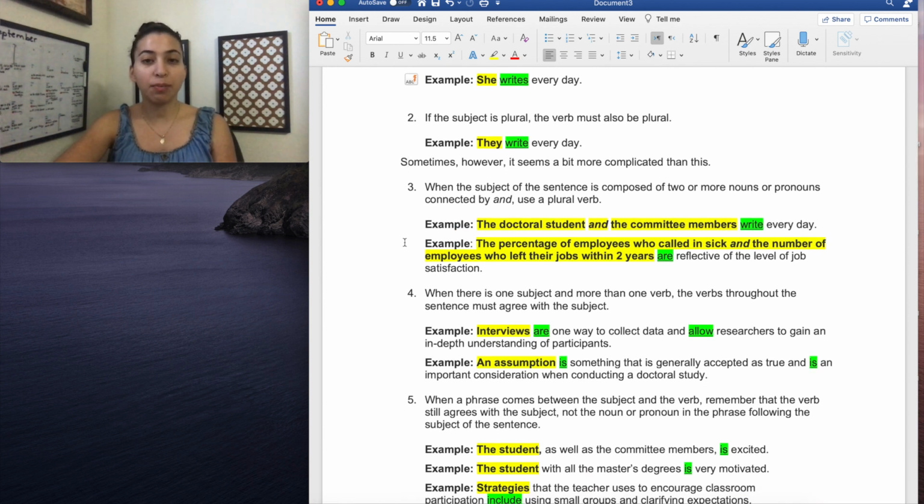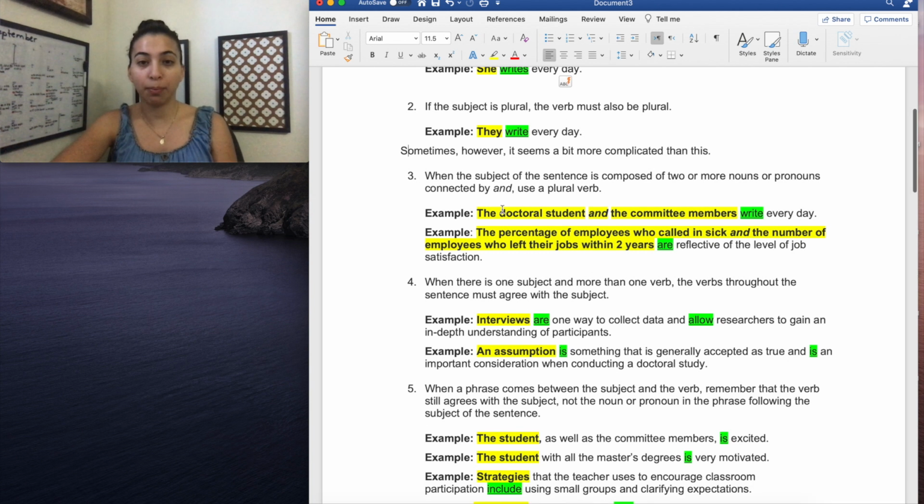When the subject of the sentence is composed of two or more nouns or pronouns connected by and, we use plural forms or plural verbs. So here's the thing. If you have John and Jamie, we use are. We don't use is, even though John is singular and Jamie is singular. Because they are together, we use the plural form of the verb.